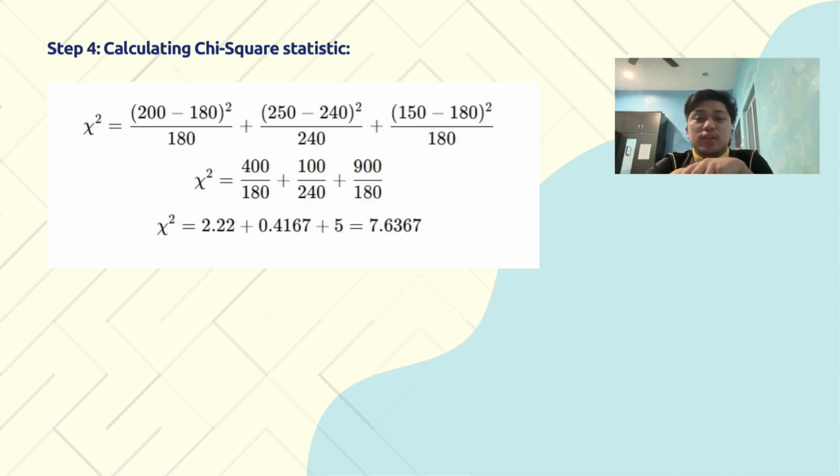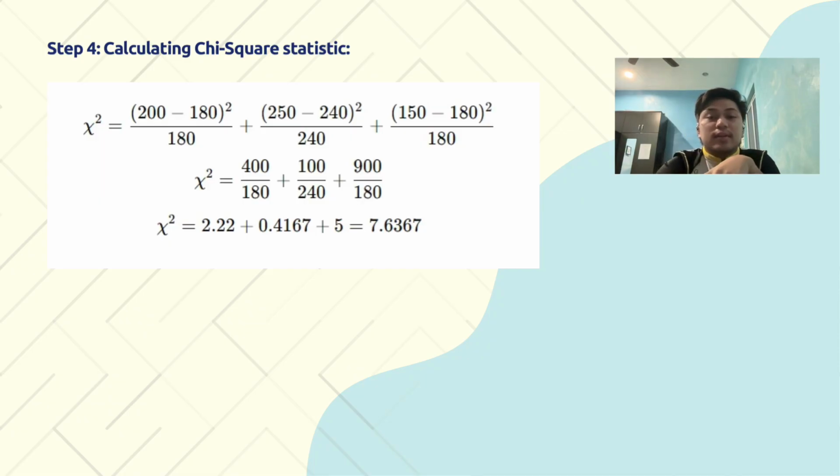And when we divide these fractions out, we get three final values, which are 2.22 for the first group, 0.4167 for the second group, and 5 for the third group. Notice that the third group has the highest value of 5. This tells us that the oldest age group has the largest, most significant shift from what we expected.